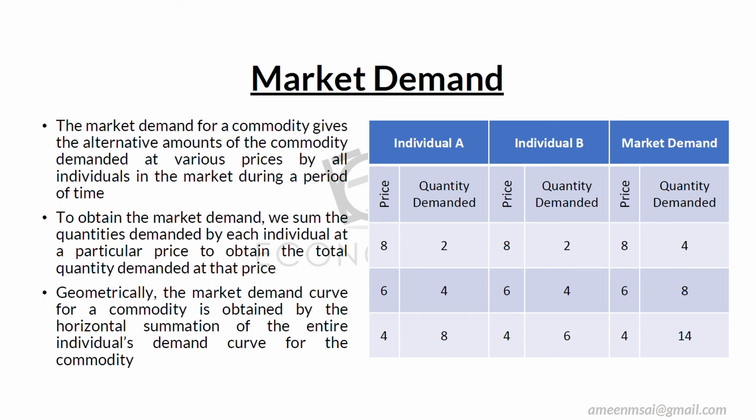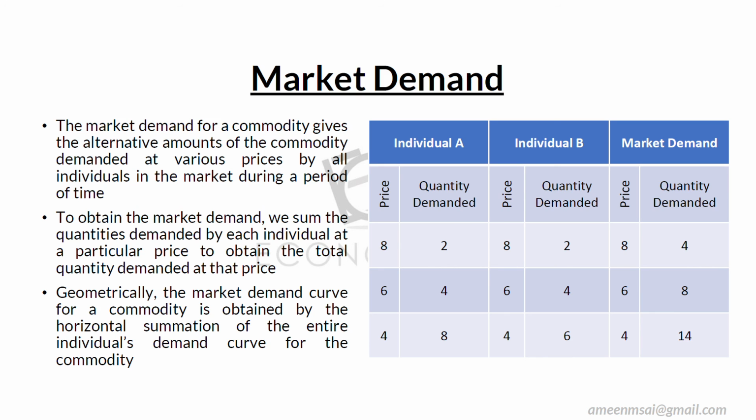It's very simple. We will have many individuals in a market. So when we add the individual demands, it gives the market demand for a particular period of time. To obtain the market demand, we sum the quantities demanded by each individual at a particular price to obtain the total quantity demanded at that price. Geometrically, the market demand curve for a commodity is obtained by horizontal summation of all the individuals' demand curves for the commodity. So here the market demand schedule, that is the table, is given.